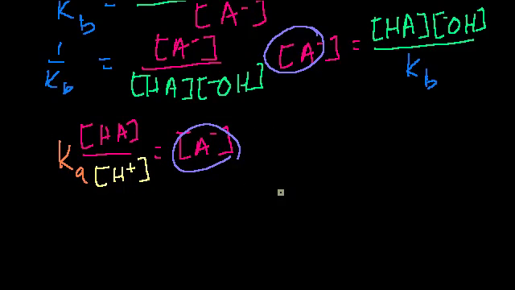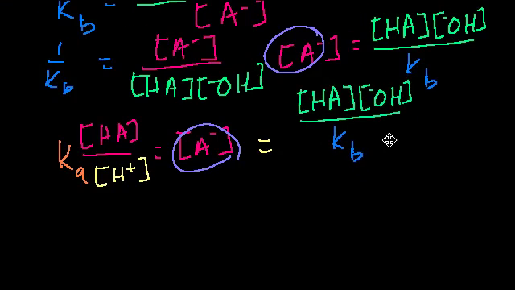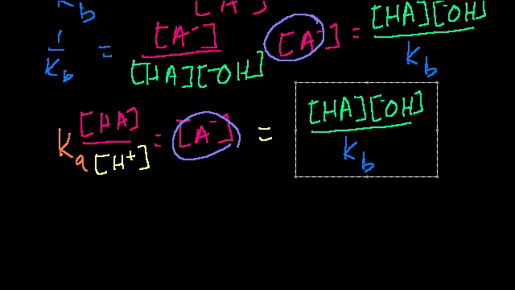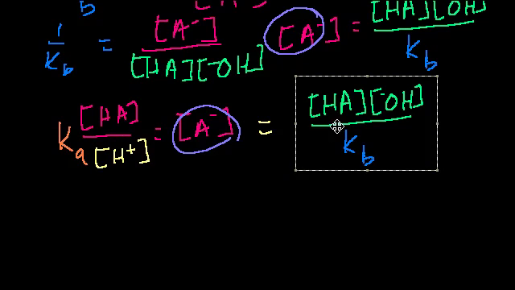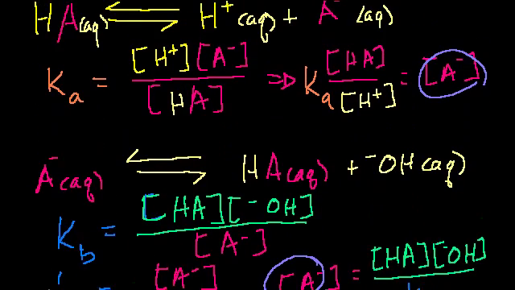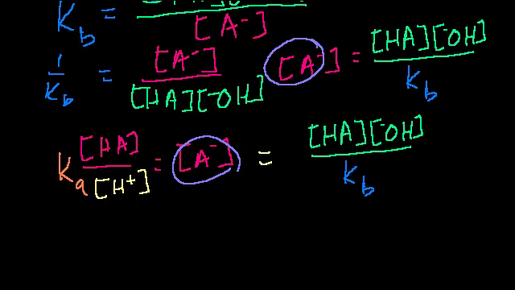So this is equal to, let me copy and paste this, that. That's equal to that. So let's see if we can find a relationship between Ka and Kb. One thing we can do, we can divide both sides by HA, right? I could have probably done that earlier on in the whole thing. But let's say if we ignore this part right here, this is equal to that.